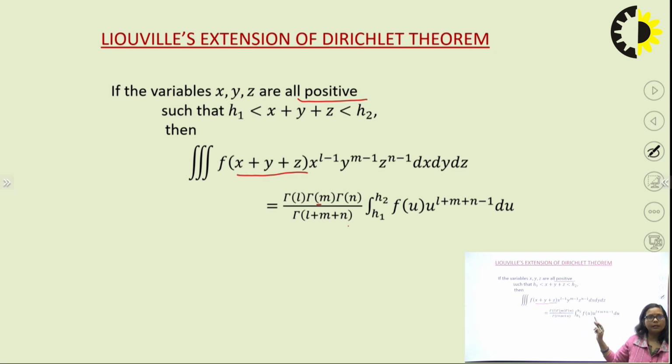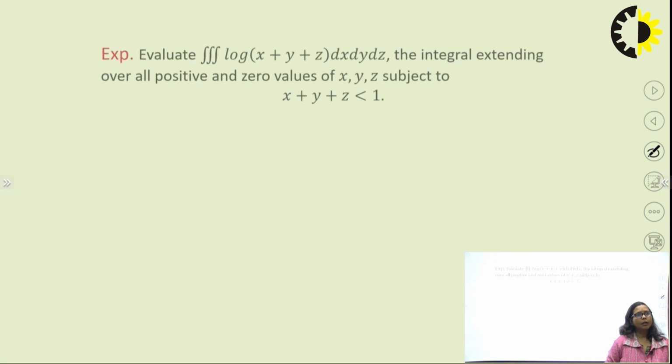We just evaluate this single integral, using the value of gamma functions over here. So we try to evaluate this integral. So this is known as the Liouville's extension of Dirichlet theorem. Now directly I am coming to the examples for this extension. Look at the first one.